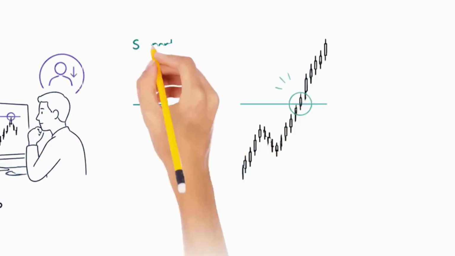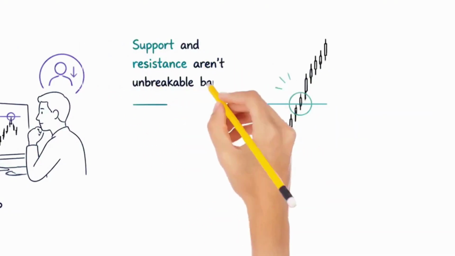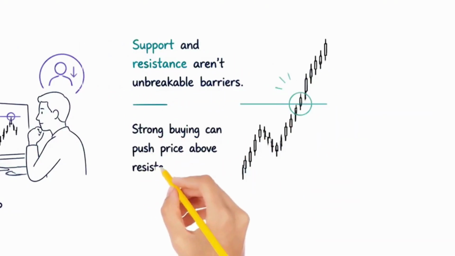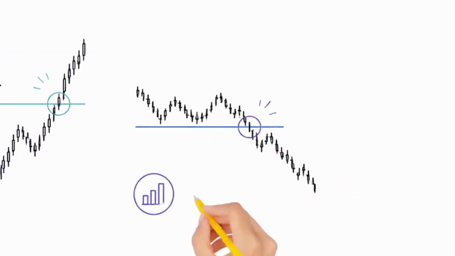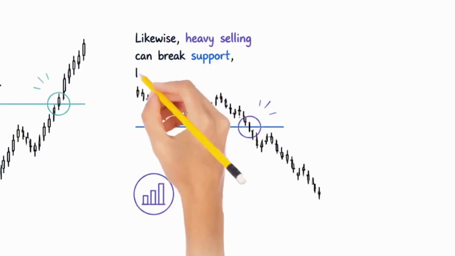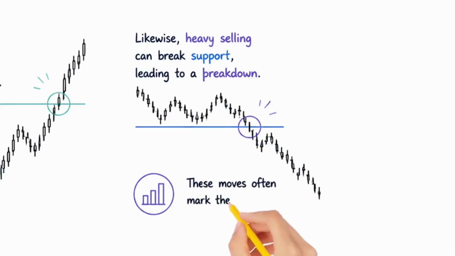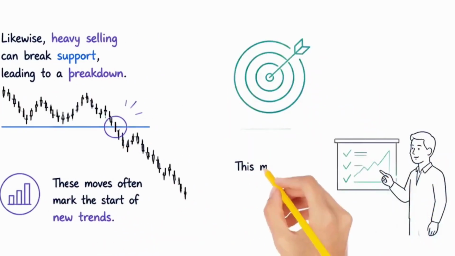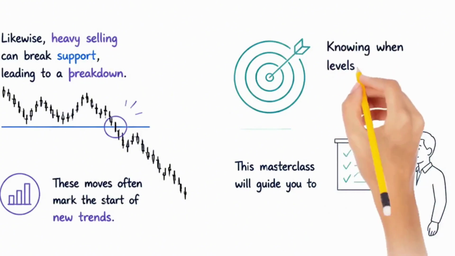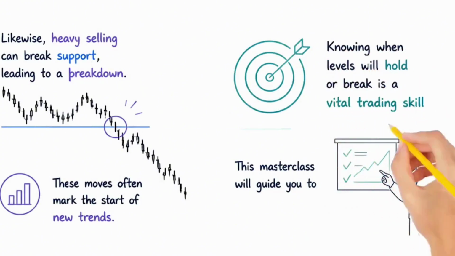Support and resistance are unbreakable barriers. Strong buying can push price above resistance, creating a breakout. Likewise, heavy selling can break support, leading to a breakdown. These moves often mark the start of new trends. Knowing when levels will hold or break is a vital trading skill. This masterclass will guide you to master it step by step.